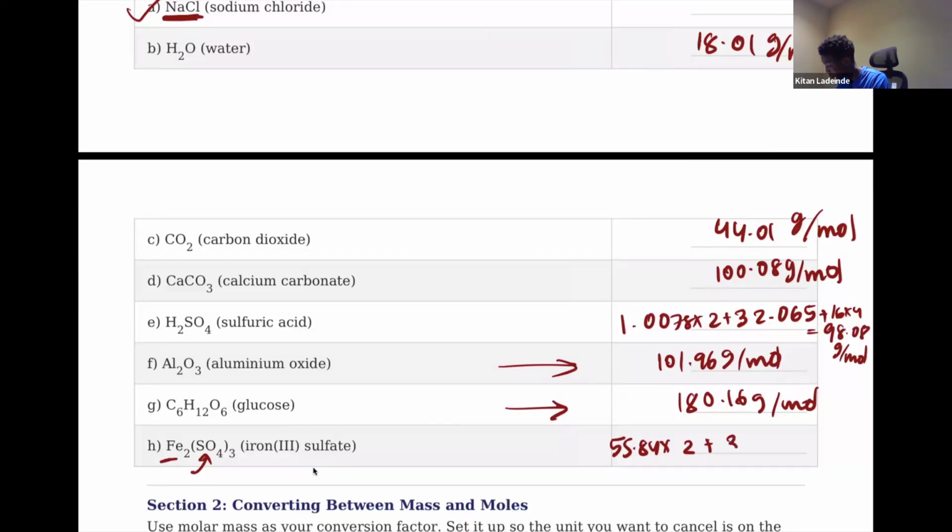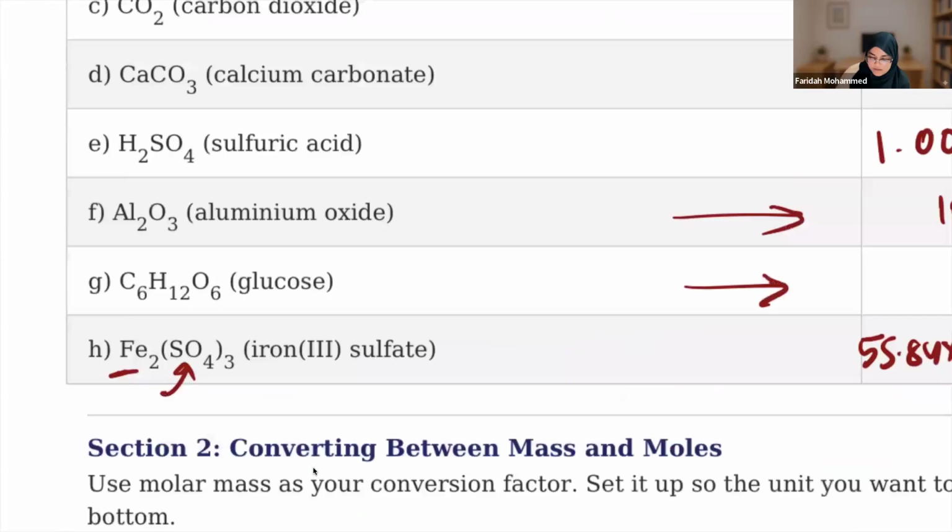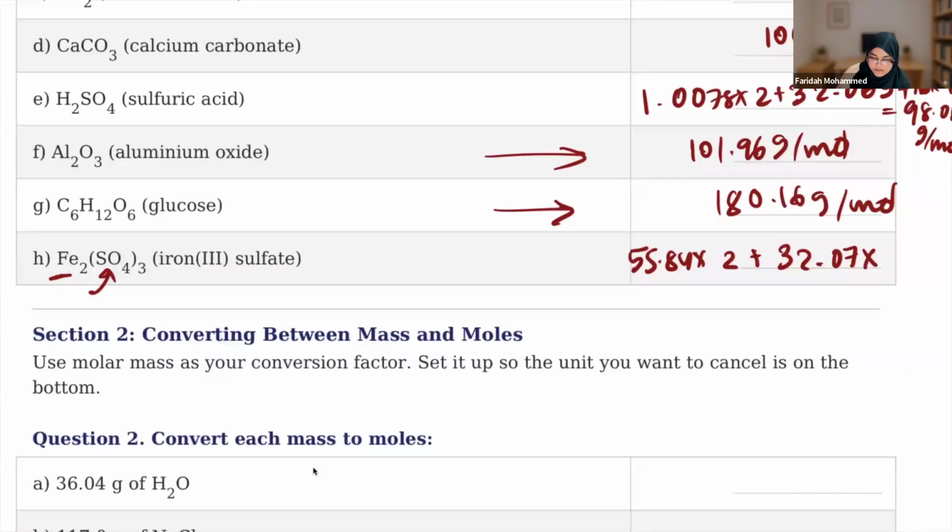32.07 gram. Okay, times how many sulfur? Just one. Now, look at this. Do you see the parentheses? Whatever is outside the parentheses is going to be distributed inside.